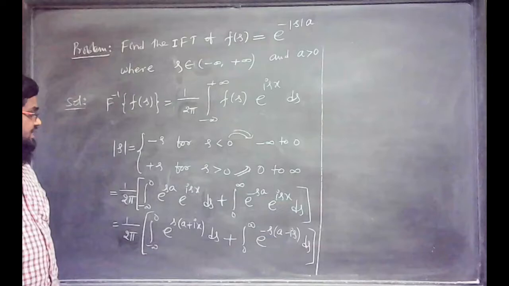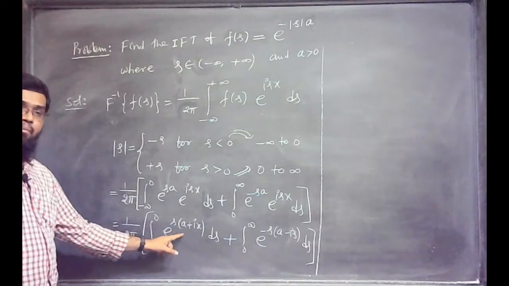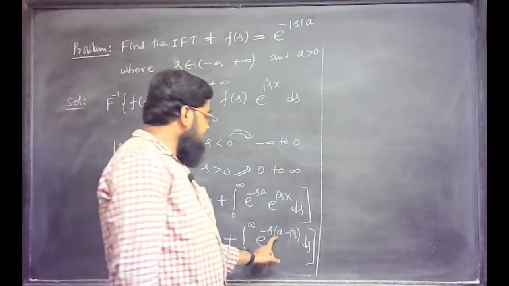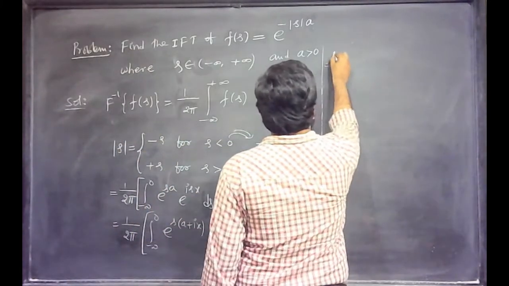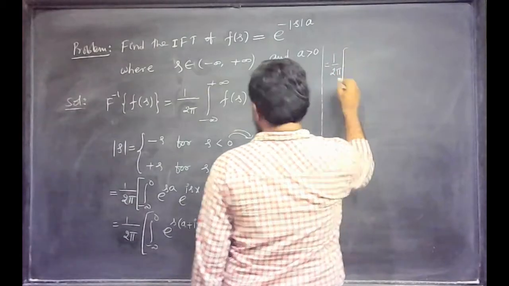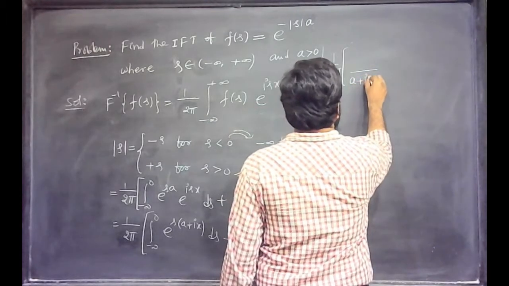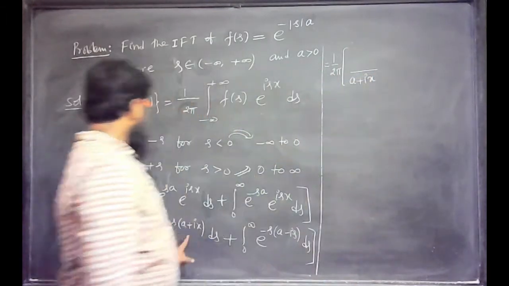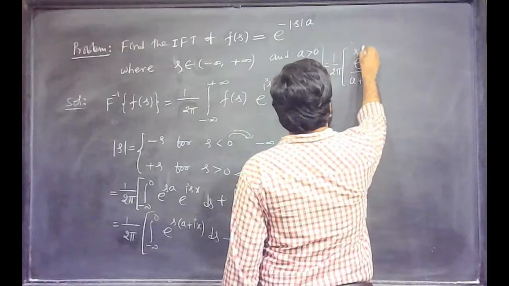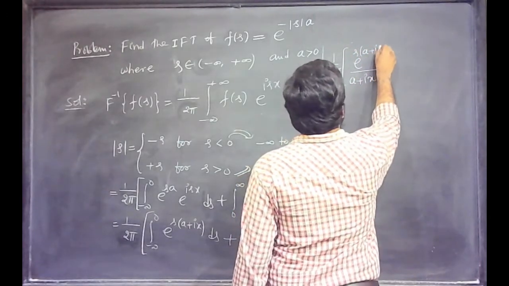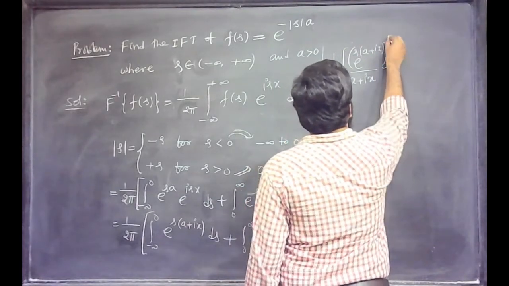Okay, so 1 by 2 pi. So if I integrate this, the answer will be e power lambda s divided by lambda, and here it is e power minus lambda s divided by minus lambda. So in the previous problem we did it, 1 by 2 pi, the first one will become a plus ix, so e power integration will be e power s into (a plus ix), the limits you put here, from minus infinity to 0.